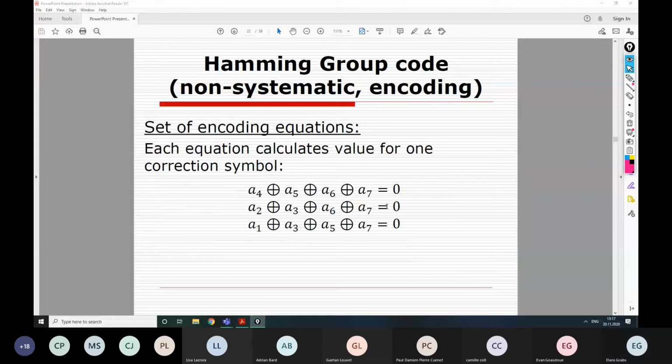So this gives us the system of the 3 equations. And in these equations, we don't really know yet which of the symbols are correction symbols or control symbols and which of them are data symbols. We only know that for our m equal to 7, we need 3 correction symbols and 4 data symbols. Well, because that was actually the first step, what we did, we calculated r as log 2 of m plus 1.